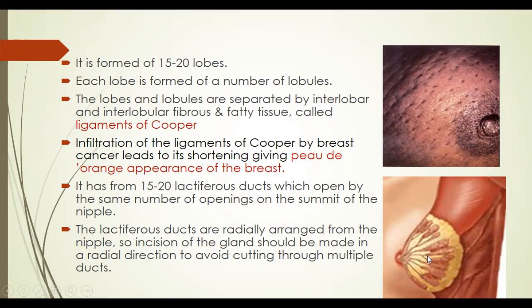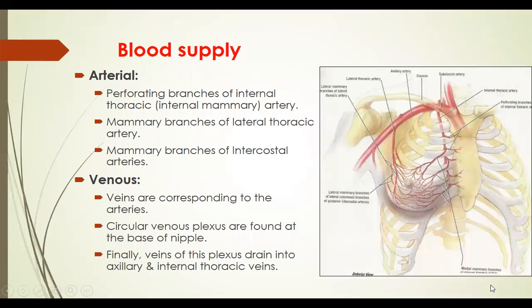Instead of cutting like this, if you cut like this, all the lobes are cut. So whenever incisions are taken on the breast, they will be radial. Okay, this is for the surgery. When you go to the surgery, at that time we'll study more. Okay, coming to the blood supply.